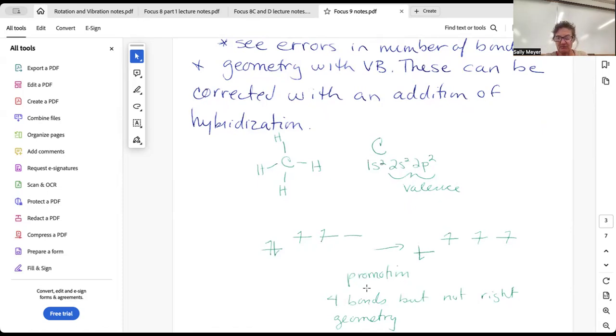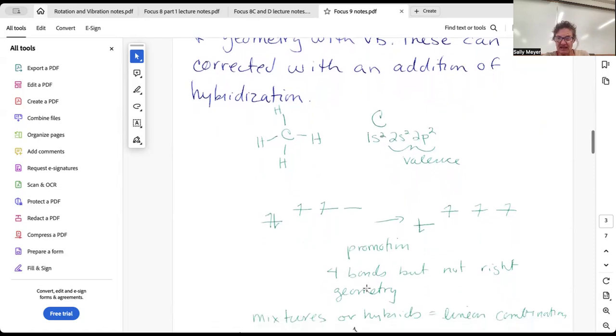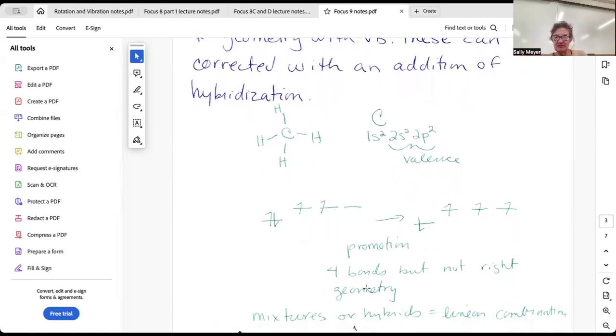And so we have to be able to explain that. So we're going to add two ideas: promotion and hybridization. These are concepts that you saw all the way back in Chem 107, and then you used them a lot in organics. So hopefully this is somewhat of a review.